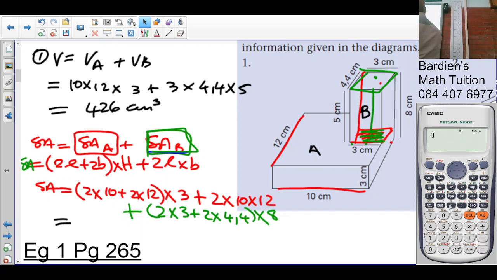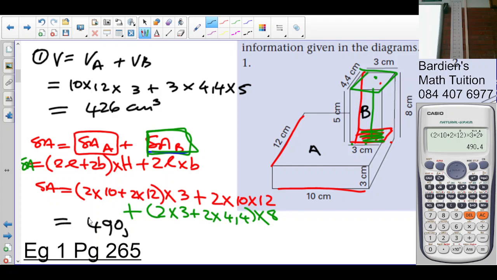Okay. That gives us, open brackets, 2 times 10 plus 2 times 12 times 3 plus 2 times 10 times 12 plus, open brackets, 2 times 3 plus 2 times 4.4 times 8 gives you 490.4. Can somebody just confirm that is correct in the textbook? Or is it wrong?